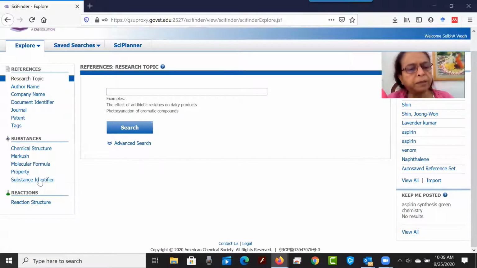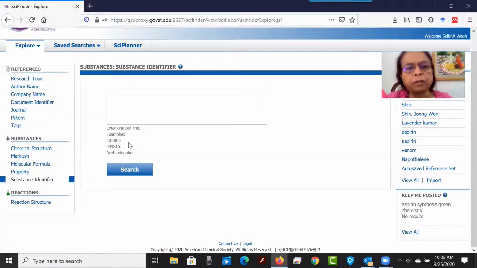And then this is substance identifier. What are substance identifiers? Substance identifiers are the chemical abstract. Let me click on that. These are all your substance identifiers. That is the name, the trade name, and then the chemical abstract number, which each chemical has a specific number, and some of them have multiple numbers. So this is another number.